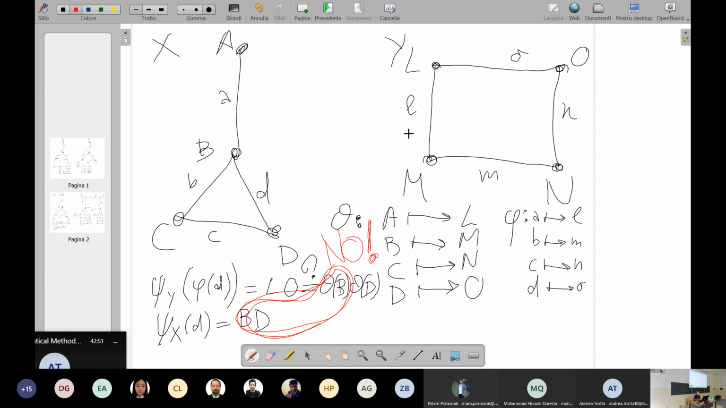Not only to have these two bijections, but also that this condition is respected. And here, this condition is not respected. So this is not an isomorphism. Is that clear enough for everybody? Yes. Okay. So let's go back here.